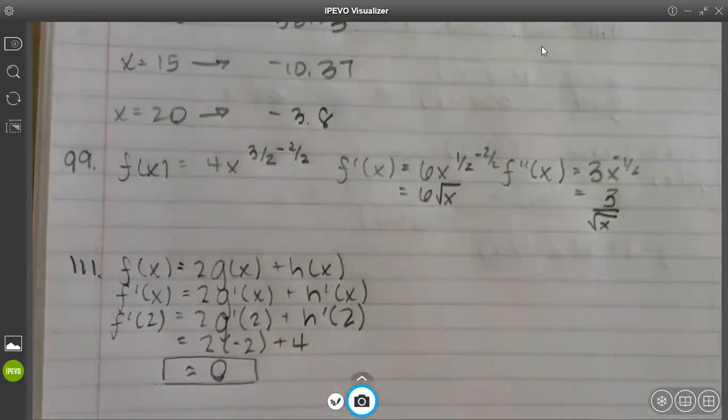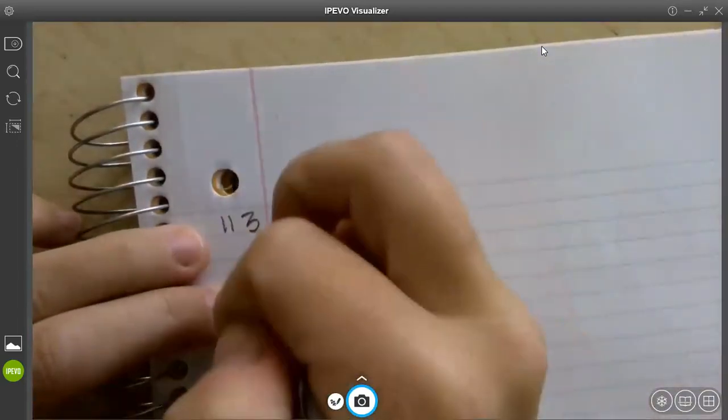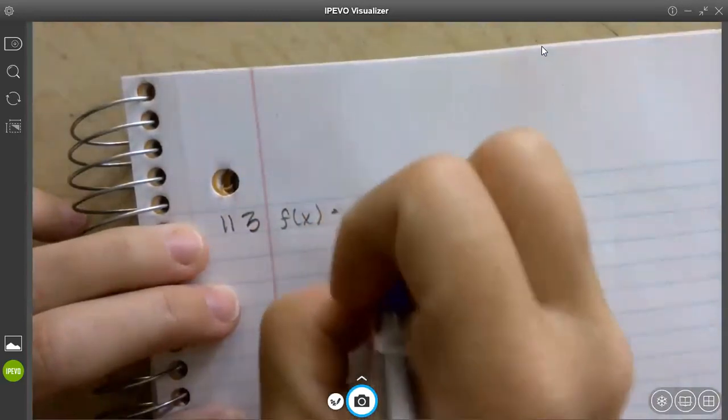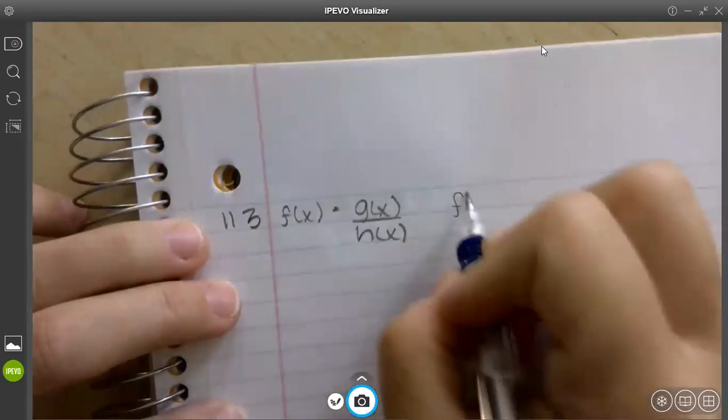113 was the same exact way. It's just going to be with your quotient rule. So we are going to go over 113. But it literally is the same way. So you're going to find the derivative on 113 of f of x, which is g of x over h of x, using the quotient rule.